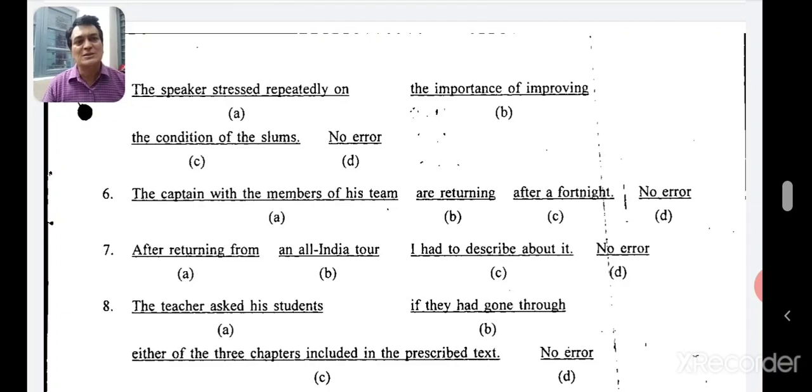The teacher asked his students if they had gone through either of the 3 chapters included in the prescribed text. Again the error is in C. Why? Because see here, either is used and in that part of the sentence 3 chapters is used. Either we use whenever we are referring to 2. So if it had been 2 chapters, either would have been right. So in place of either, what should come? Any. So any of the 3 chapters included in the prescribed text. So the error is in C.